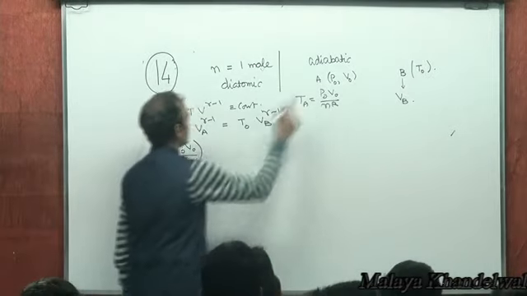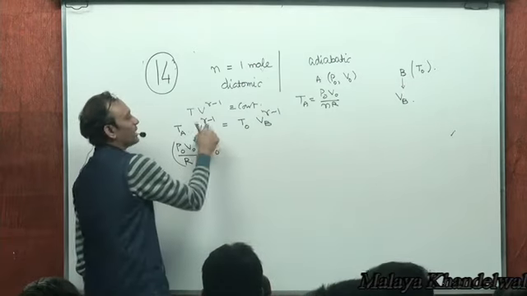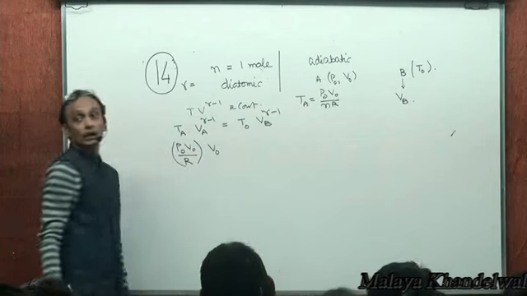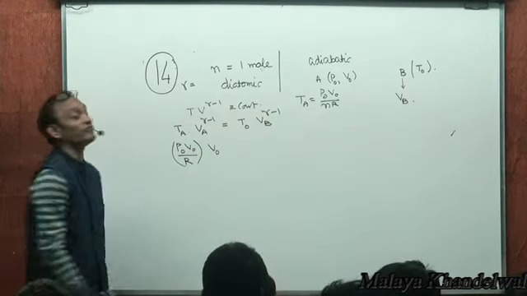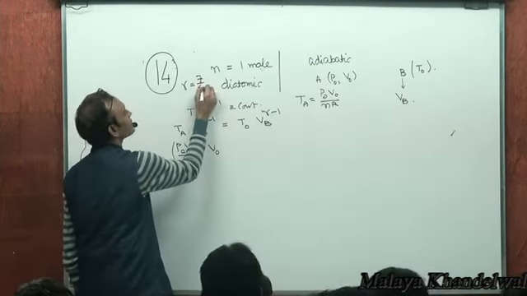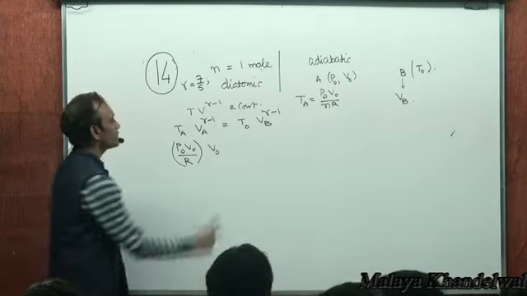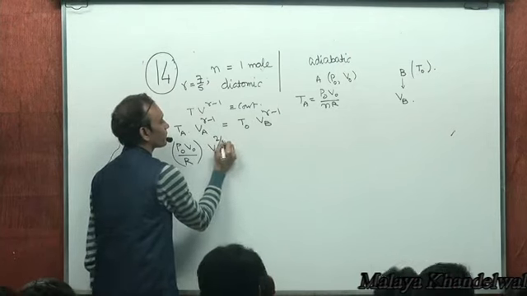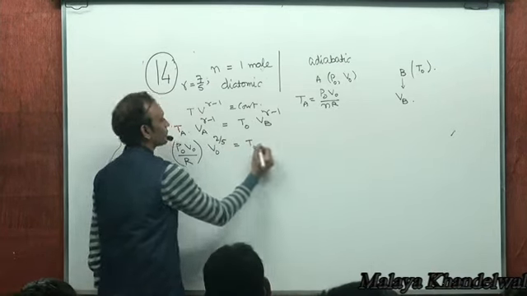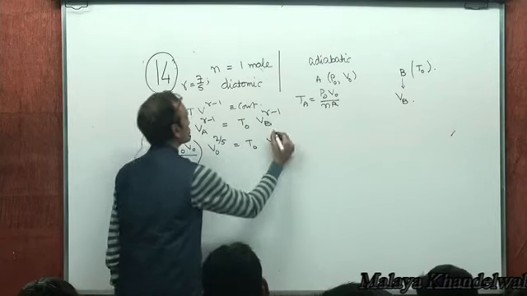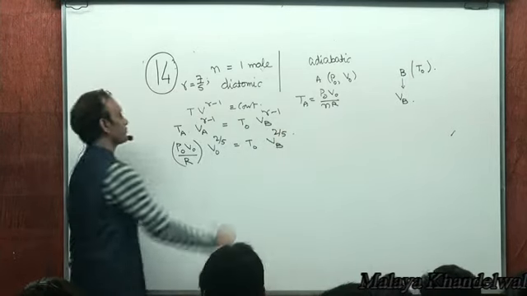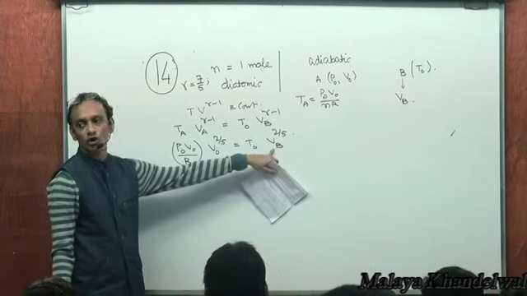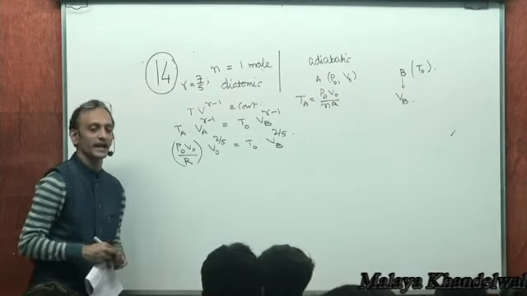Volume at A is V0, to power gamma minus 1. Gamma for a diatomic gas is 7 by 5. So V0 to power 2 by 5 equals T0 VB to power gamma minus 1, which is 2 by 5. So from this you can directly solve for VB, the volume of the gas at B.